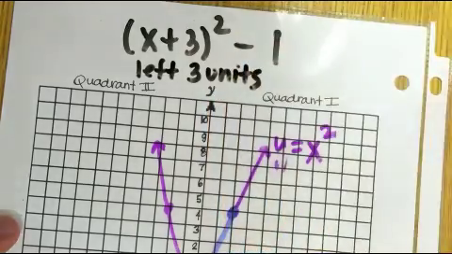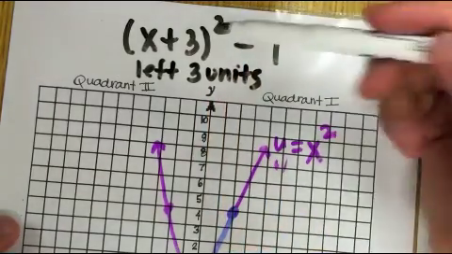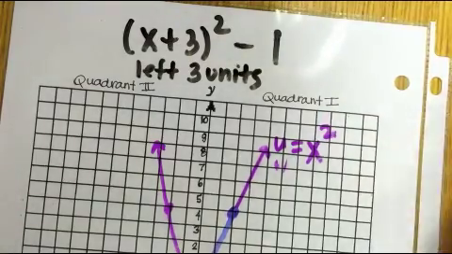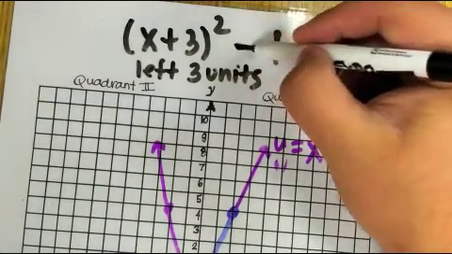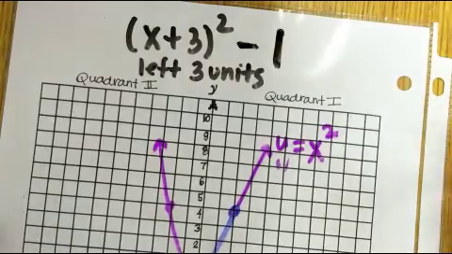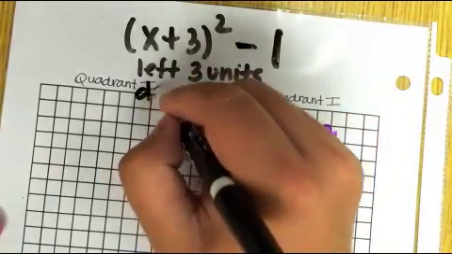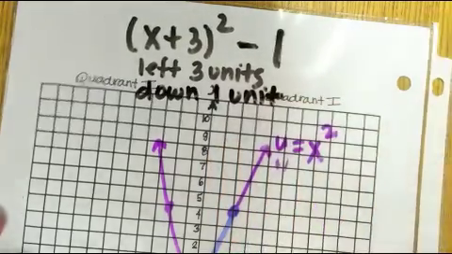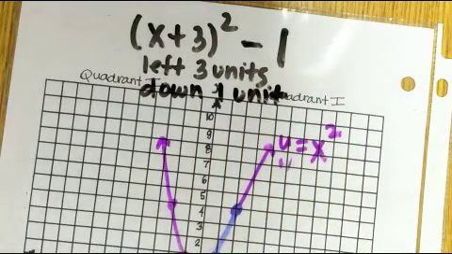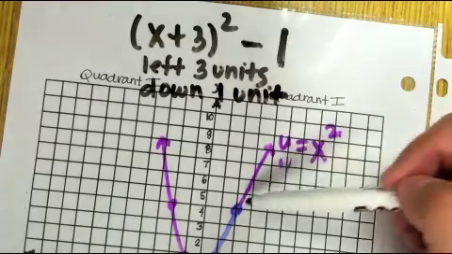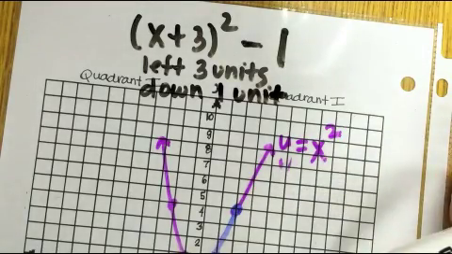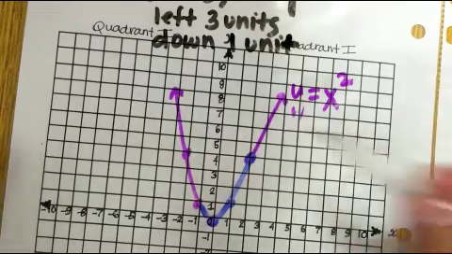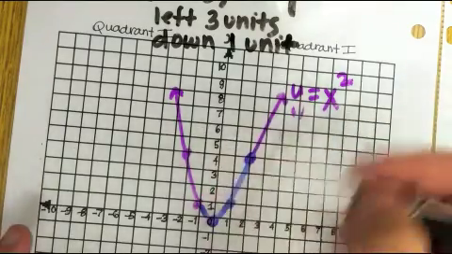And why is it left 3 units? Because it's always the opposite. Plus 3, we normally think of that as to the right. Think opposite, left 3. What does this minus 1 tell me I should do? Go down 1 unit. Okay? So you're going to do it, though, in this order. You're going to go left, and then you're going to go down. And I'm going to do that for each point here and see what happened with our graph.